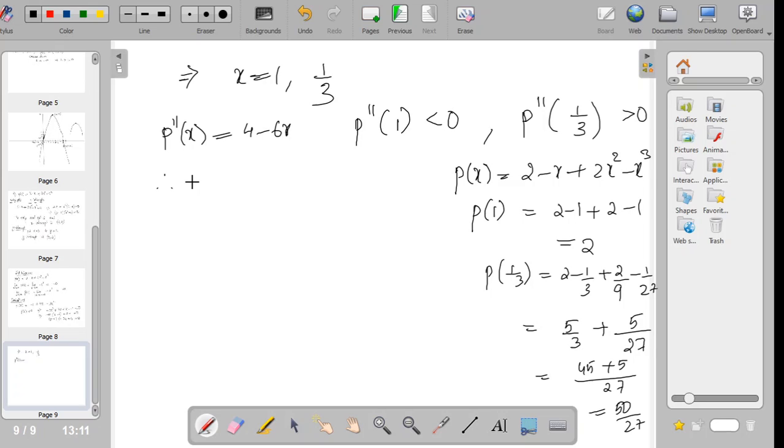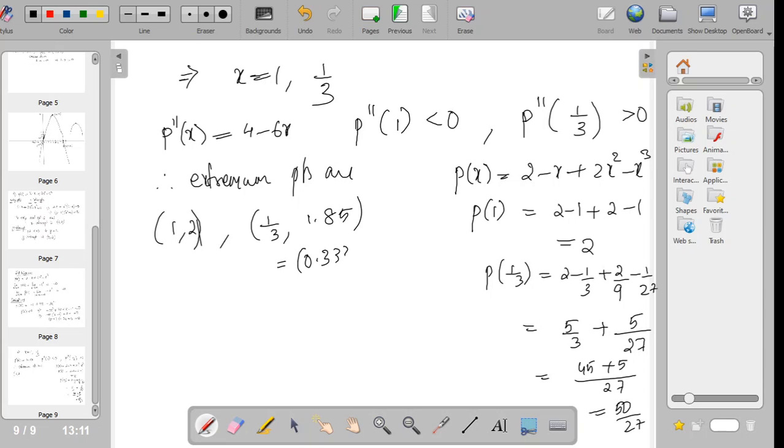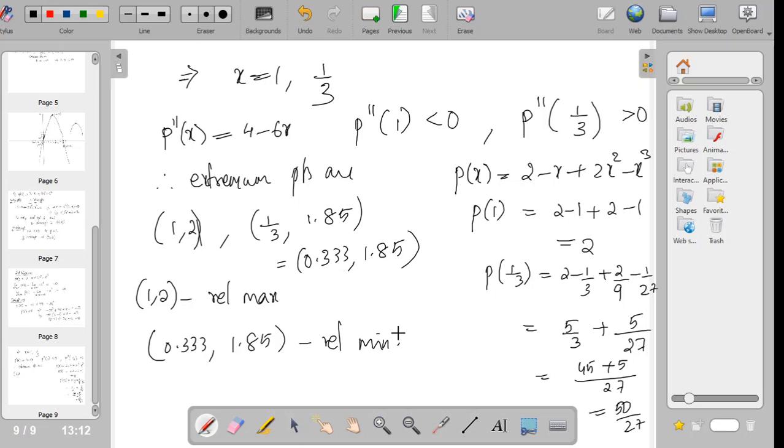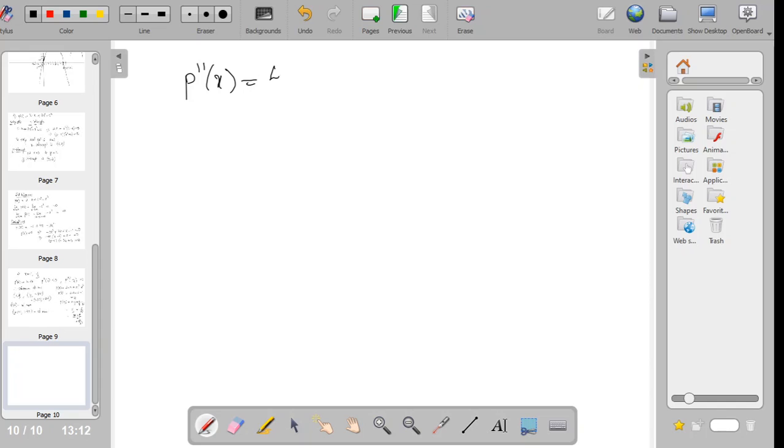So therefore the extremum points are (1, 2) and (1 by 3, 1.85). So that is 0.33 and 1.85. The (1, 2) will come. Okay. So this (1, 2) is a relative maximum, and (0.33, 1.85) is a relative minimum. So we have got the relative maximum and relative minimum, and there is an inflection point also. So p double dash of x is 4 minus 6x. So p double dash of x is 4 minus 6x.